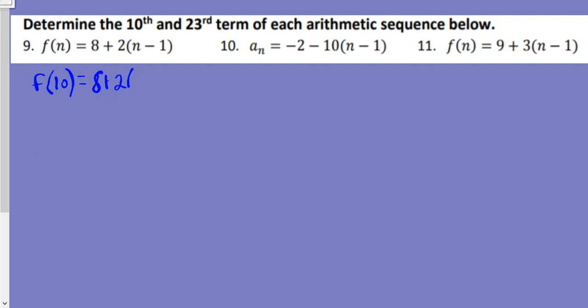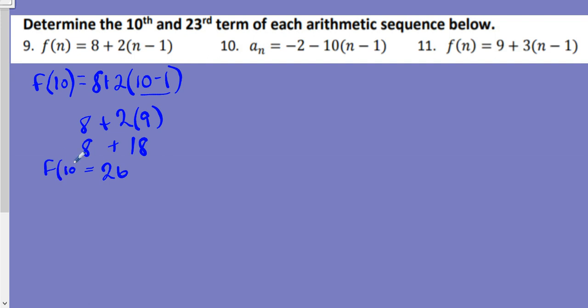I'm just going to plug in 10, just like when we are evaluating functions and doing function notation. So f of 10 will just be my 10 minus 1, which is 9. So 2 times 9. Be sure you follow your order of operations. So 2 times 9 is 18, plus 8. So 26 equals f of 10.